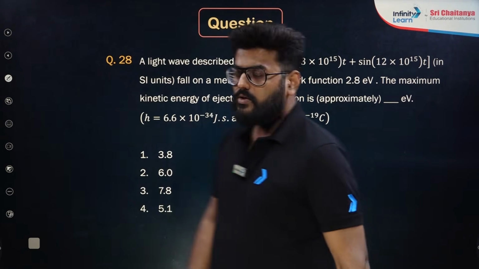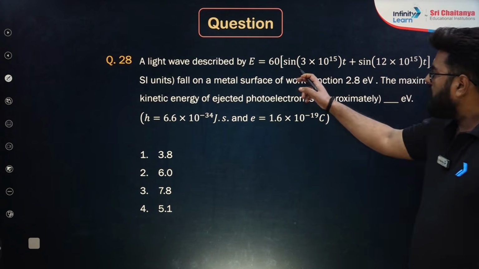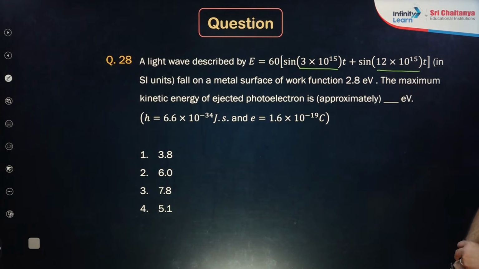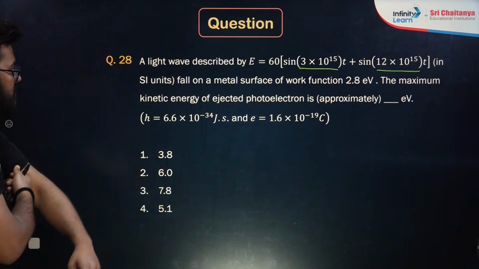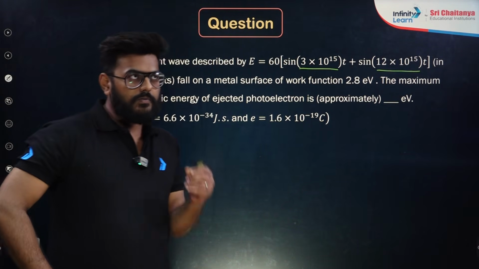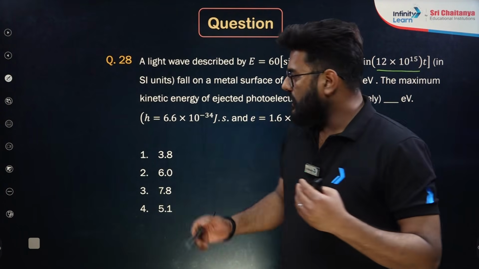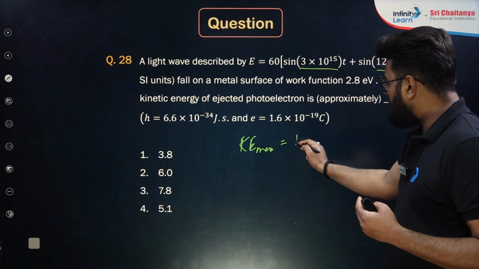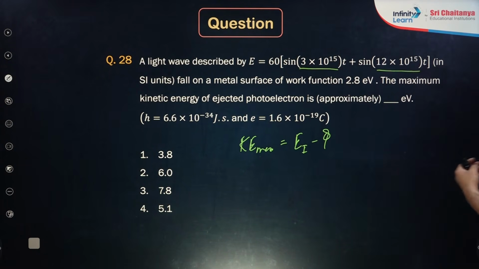Now talking about the next question over here, a light wave described by E equals 60 sin(3 into 10 raised to the power 15 t) and sin(12 into 10 raised to the power 15 t) in SI unit falls on a metal surface of work function 2.8 eV. The maximum kinetic energy of ejected photoelectrons is. Now they are talking about the maximum kinetic energy. So obviously the maximum kinetic energy case arises, that KE max is basically the incident energy minus the work function. Now incident energy can be written as h nu.